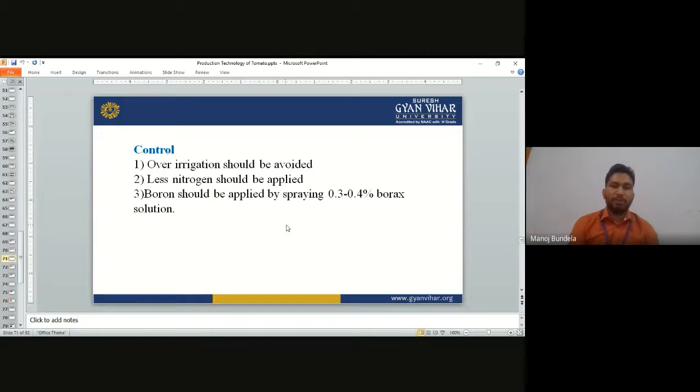Control. Over-irrigation should be avoided. We will not apply over-irrigation. Less nitrogen should be applied. Nitrogen also will not be applied in large quantity. Boron should be applied. To control this, we can spray 0.3 to 0.4% borax.